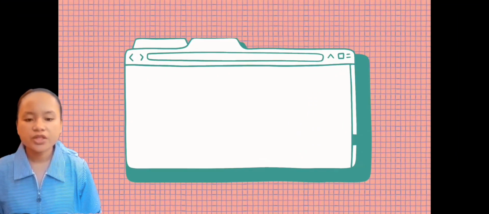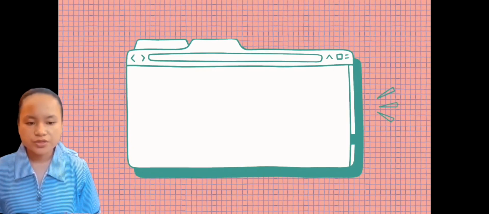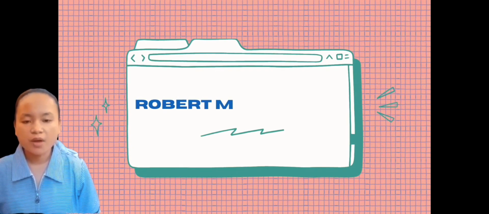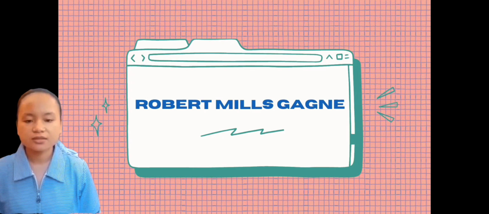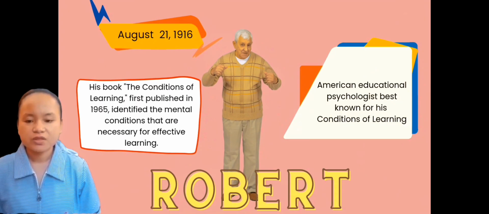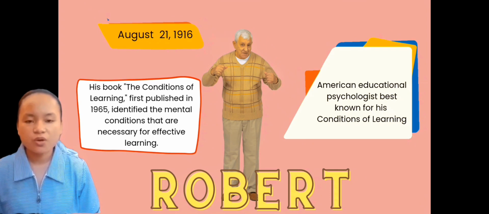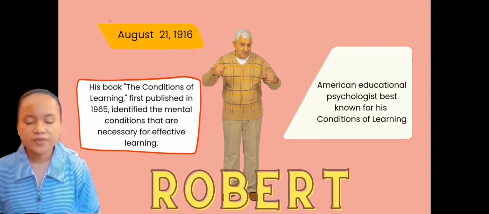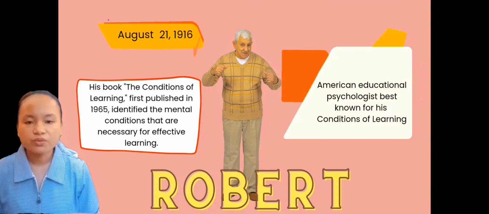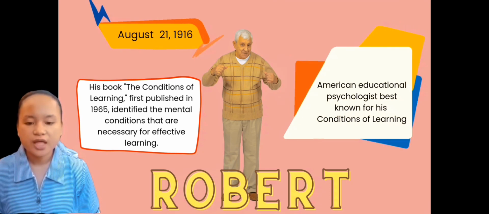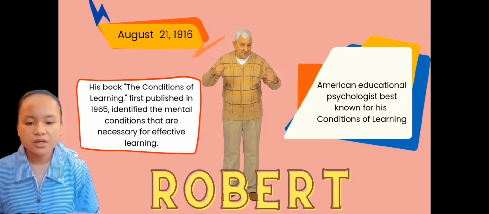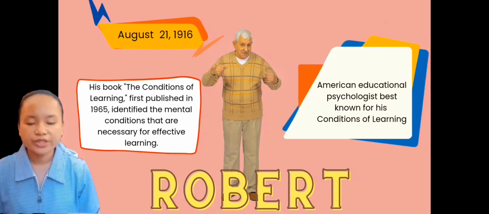But before we get into the 9 events of instruction, let us first learn about Robert Mills Gagne. Robert M. Gagne was born on August 21, 1916 in the United States. He was an American educational psychologist best known for his conditions of learning, and who pioneered the science of instruction in the 1940s.